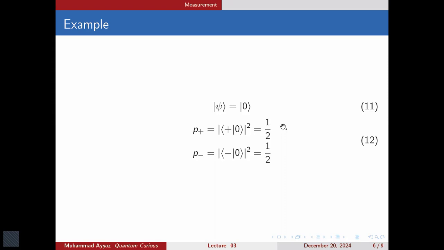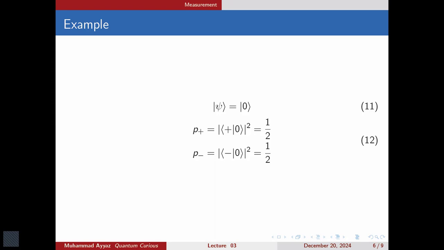So that's a much simpler way to calculate the probability associated with the measurement outcomes in an arbitrary basis, as in the case of the Hadamard basis. That's a very good and efficient way to calculate the probabilities of outcomes.